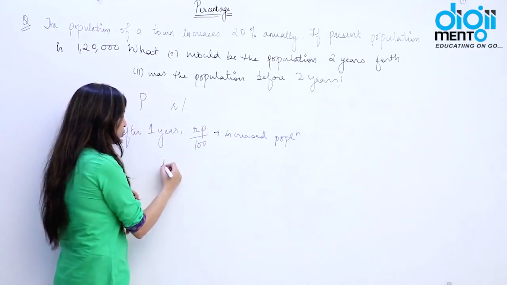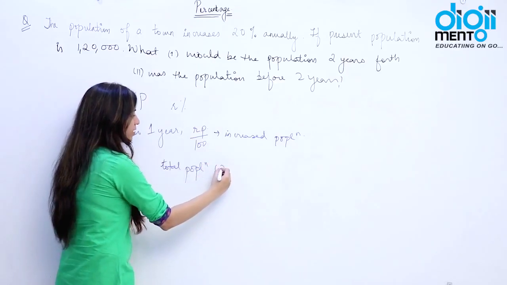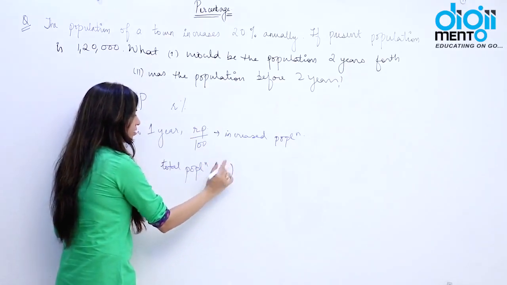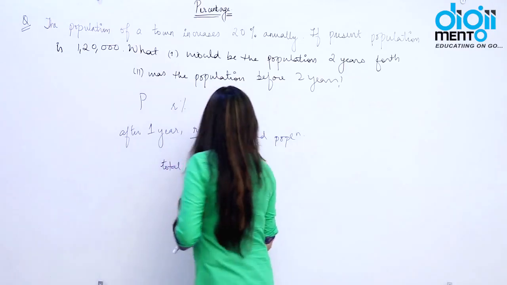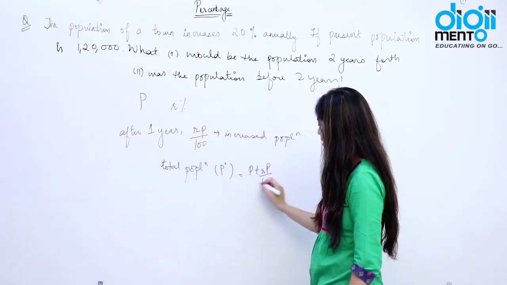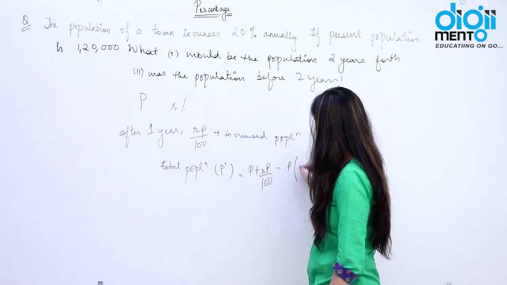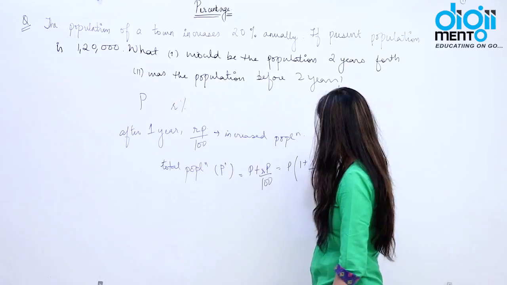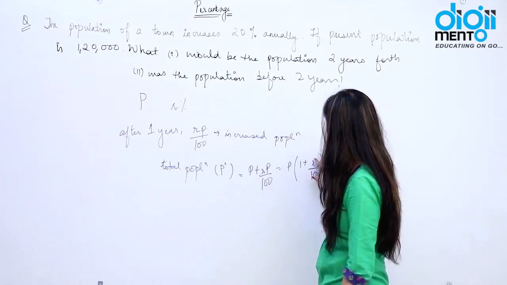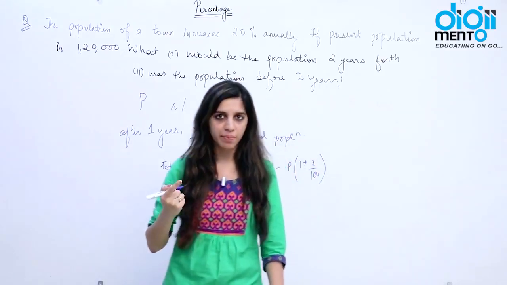Now initially the population was P. Then what is going to be the total population? Let us assume this is P dash. Then P dash becomes P plus RP by 100, right. Now I can take P common, so this is going to be P into 1 plus R by 100. Now this is what happens after 1 year.